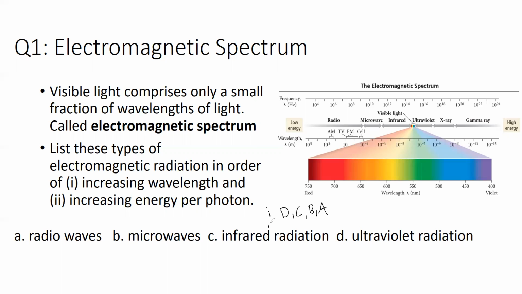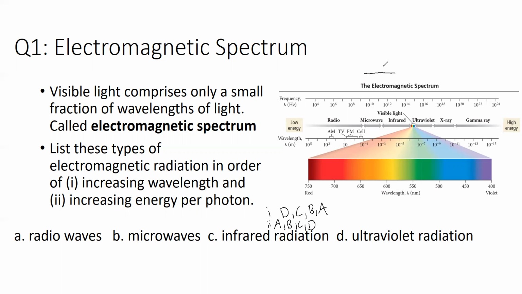And if we are looking from low to high energy, it's just reverse. So low energy is over here. So radio has the lowest energy, microwave, infrared, UV radiation. So some trends from here. The smaller the wavelength, the higher the energy, the higher the frequency, which makes sense.